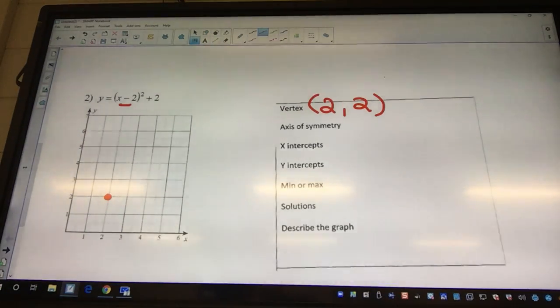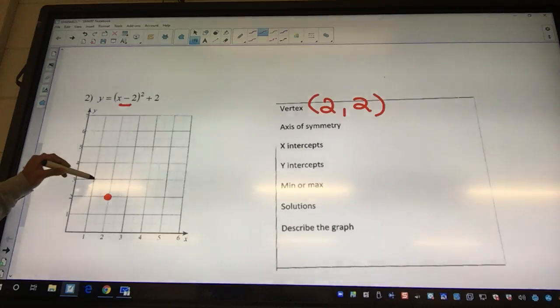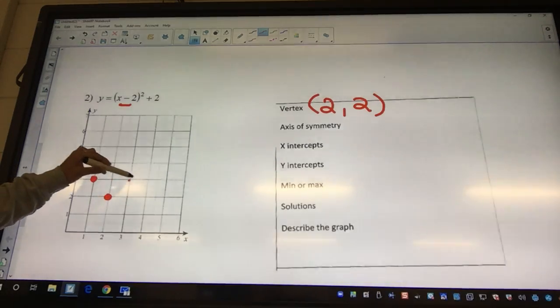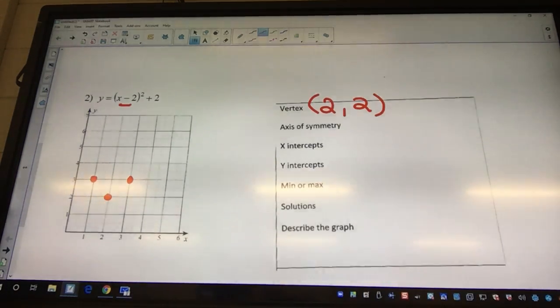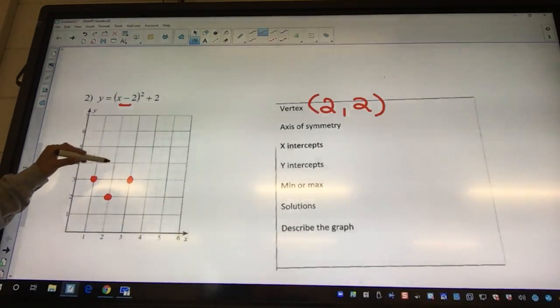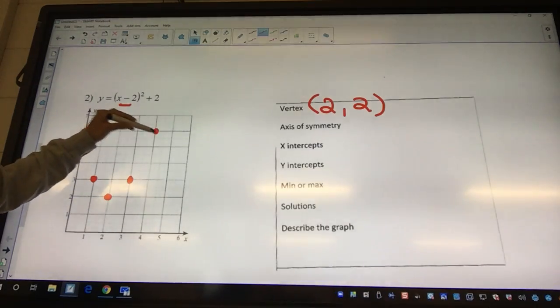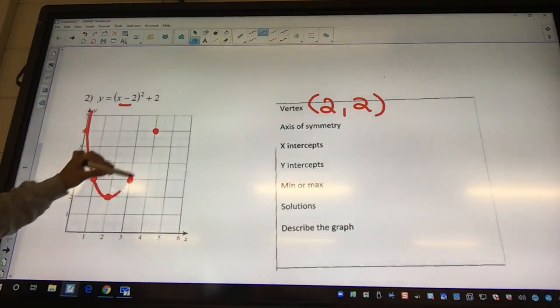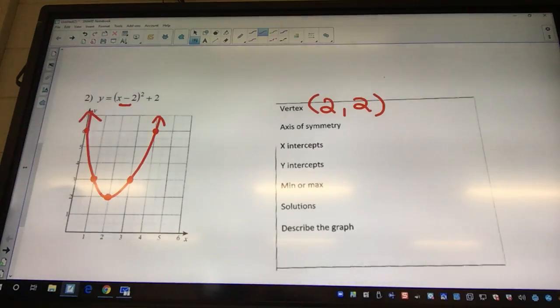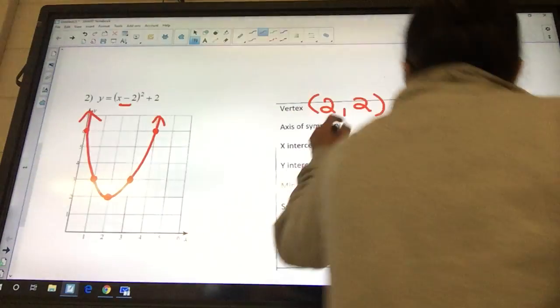Okay, and then to graph the next point, we go up 1 over 1. Then we go back to the vertex again, and we go up 4, 1, 2, 3, 4 over 2. Okay, so we got our graph there. What is the axis of symmetry? 2. Yeah, x equals 2.